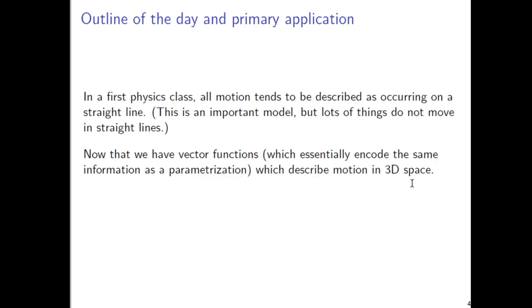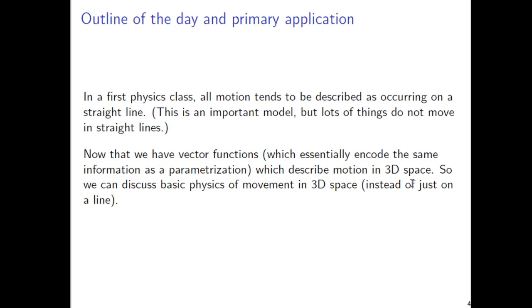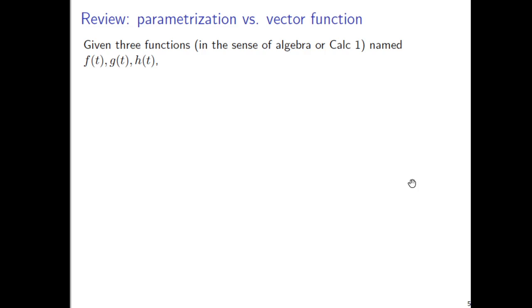Now that we have vector functions, which encode the same information as a parameterization does, and describe a motion in three-dimensional space, what we can do is now describe some of the basic physics that occurs in 3D space. That's better than just assuming that all motion occurs along one axis, like just along the x-axis.